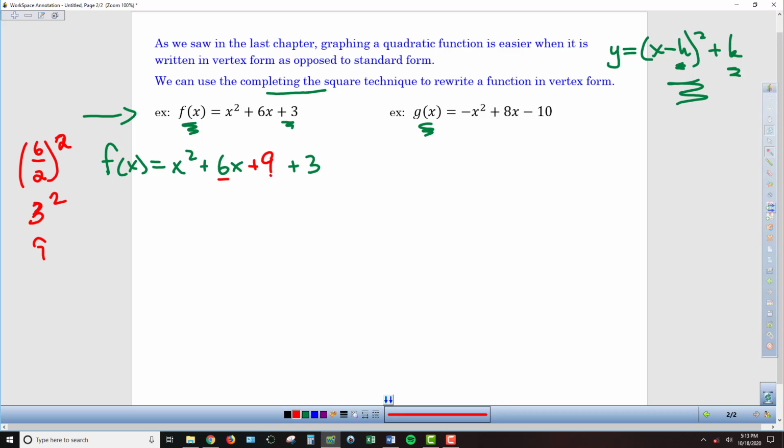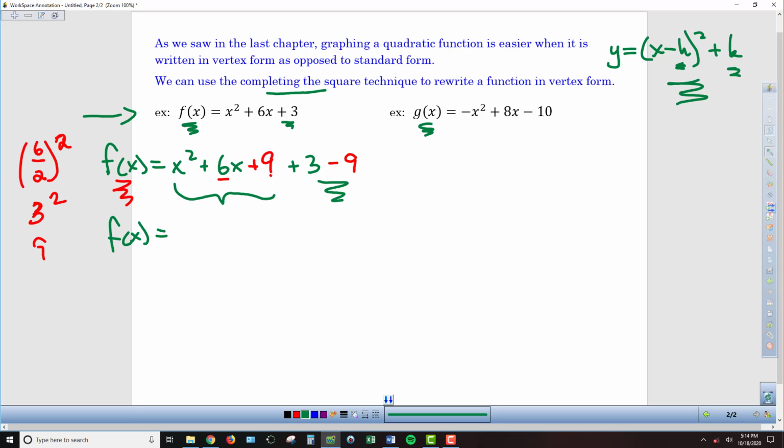Now again, normally we would just add 9 to the other side, but I don't really have another side to work with here. So instead, I'm going to balance this out by subtracting 9 from this same side of the equation. So by adding and subtracting the same number, I haven't changed the equation at all, I've just changed how it looks. And so now I still got my f of x over here, I'm just going to factor this part over here. I'm basically going to treat these as two separate parts of the same problem.